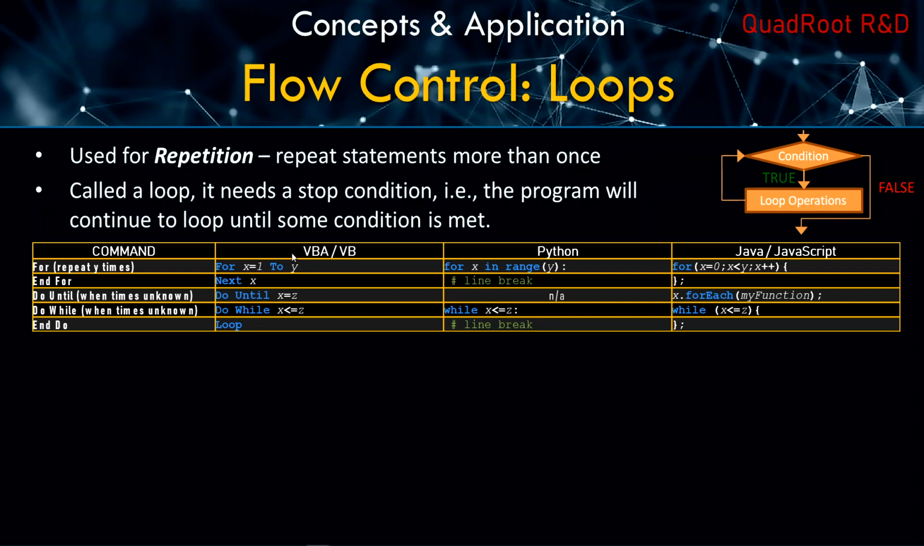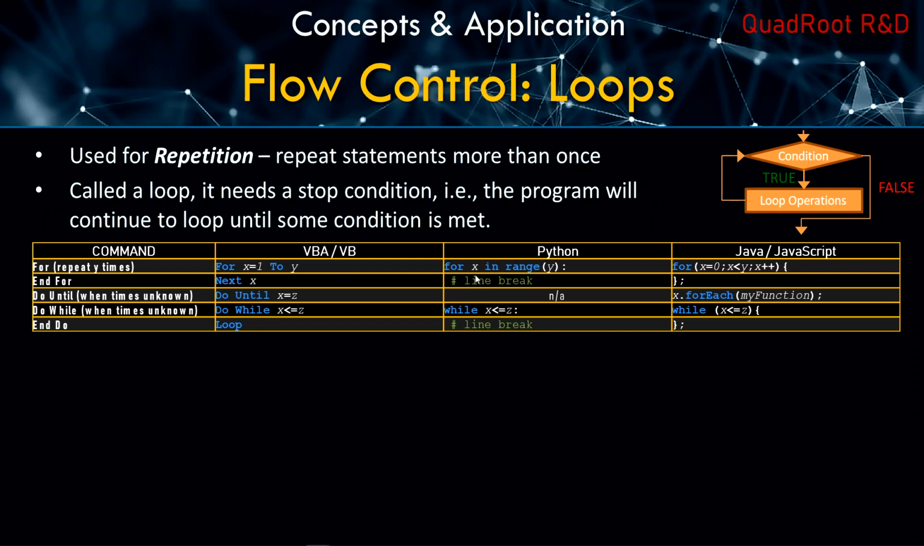Then you specify the length of that array. And then you end the for loop with the next x, or the next variable. So all your operations come in between the for and the next.